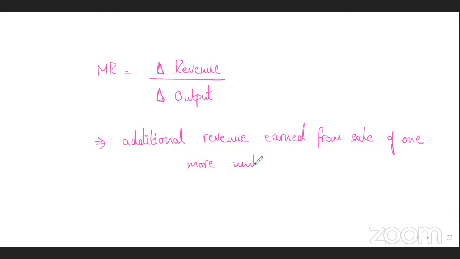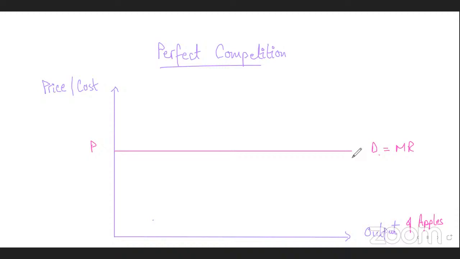Is this easy? Okay, now think about this. Coming back to the graph of perfect competition, I said the first thing that you need to do is draw the demand curve for the firm. And the demand curve will be a straight horizontal line. Why? Because it shows perfectly elastic demand.